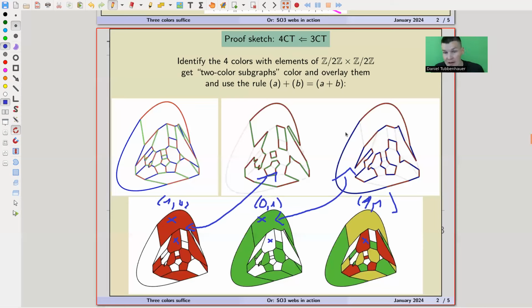So where's the fourth color? Where's the fourth color missing? Well, it's on the diagonal of the Klein 4 group, so it doesn't appear because you add two different elements. That's what it is, and you get a 3 coloring.